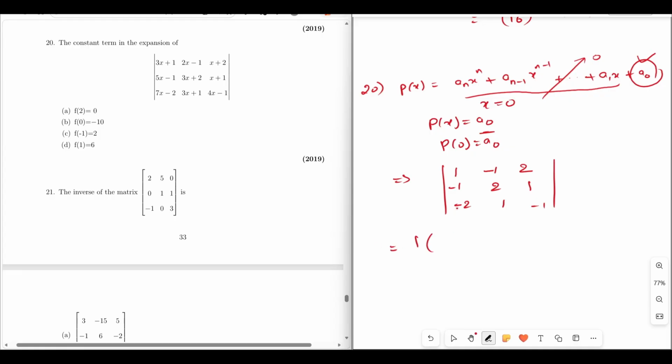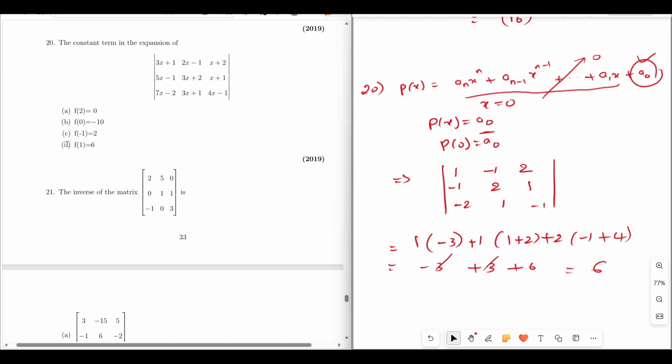Now expanding this, 1 into 2 into minus 1, minus 2 minus 1, which is minus 3, and you have minus here, so again one more minus, so plus 1 into 1 plus 2 minus 2, again one more minus, so it becomes plus 2, plus 2 into minus 1 plus 4. So this is equal to minus 3 plus 3 minus 1 plus 4 is 3, 3 2s are 6. So these two get eliminated, and the answer is 6.